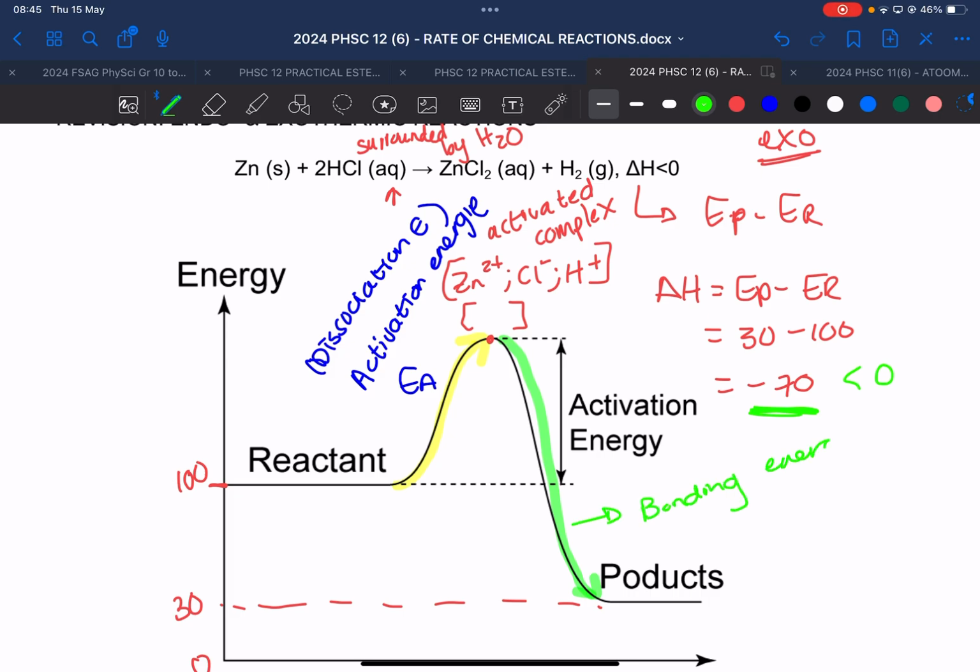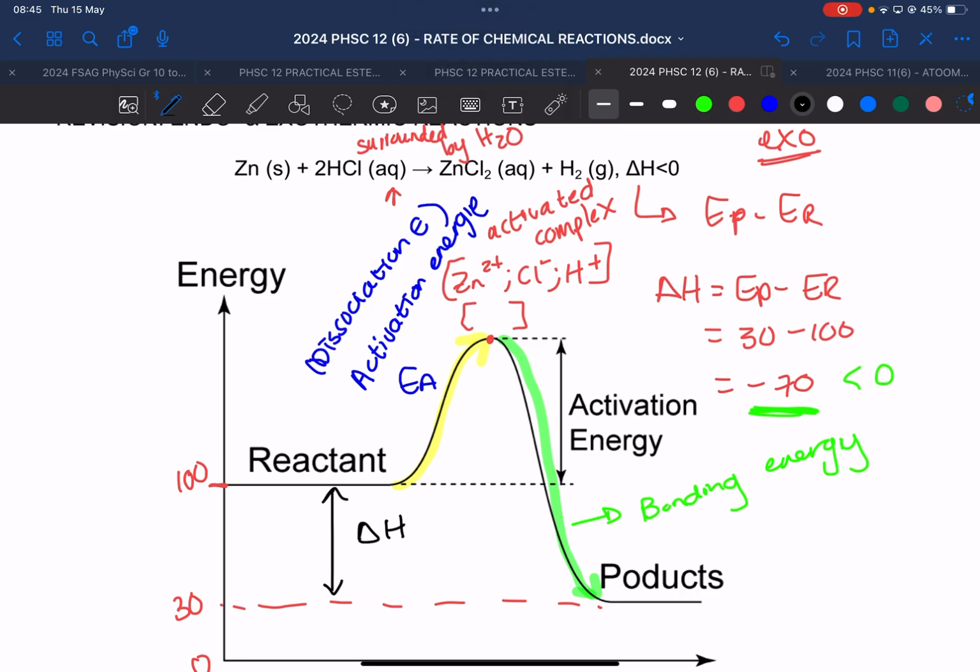Bonding energy. It's the energy that is given off when bonds are formed. Alright, and then this part here, the difference between the energy of the products and the energy of the reagents, that is the heat of your reaction. Okay, now it looks like you sort of remember something about this graph, which is good.